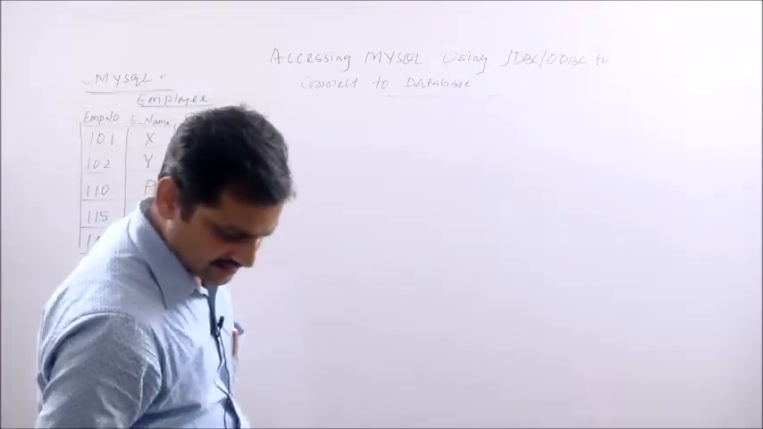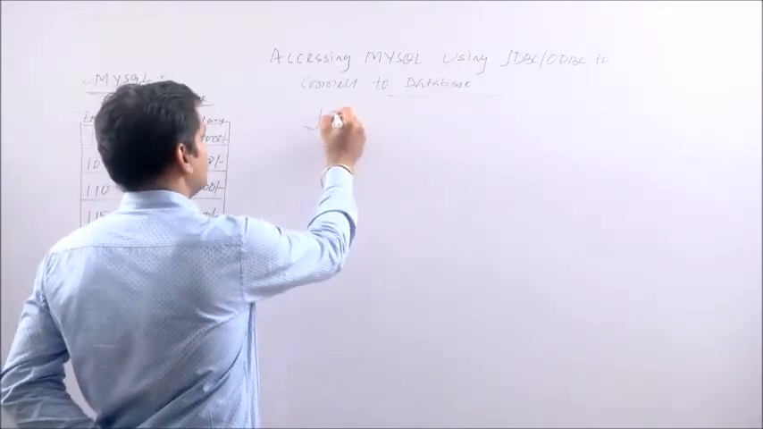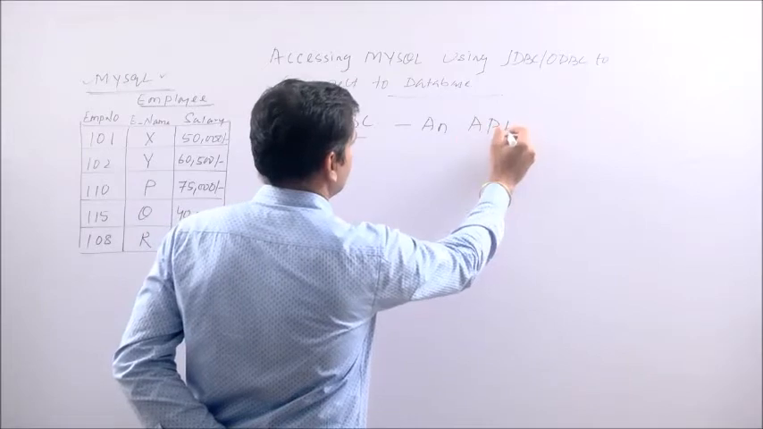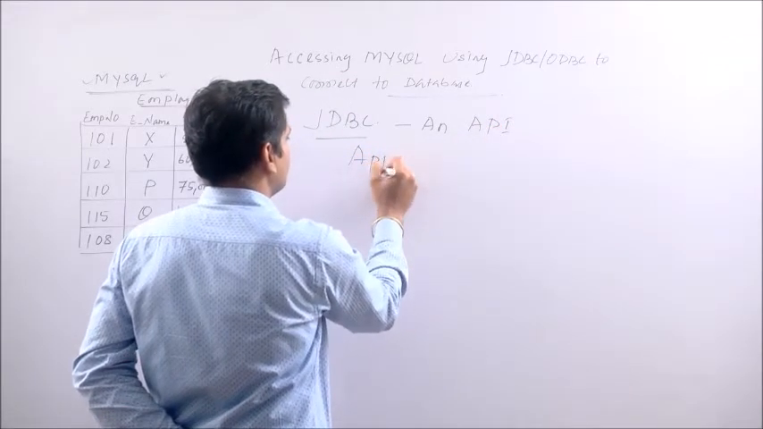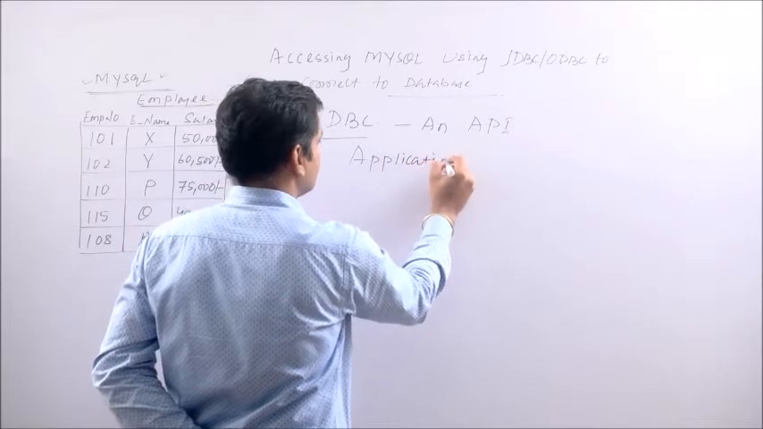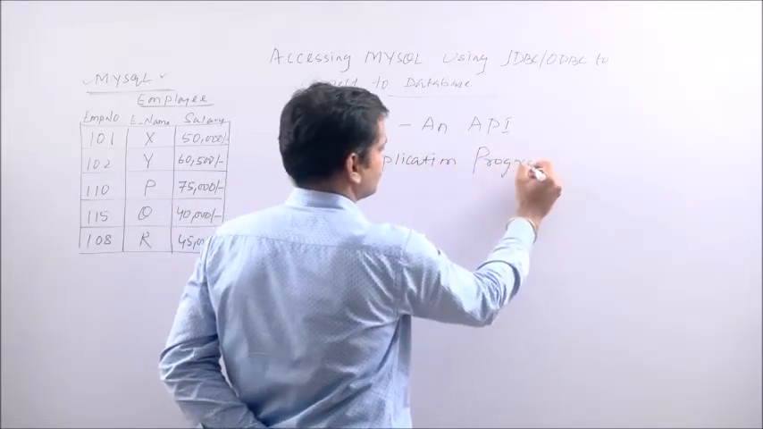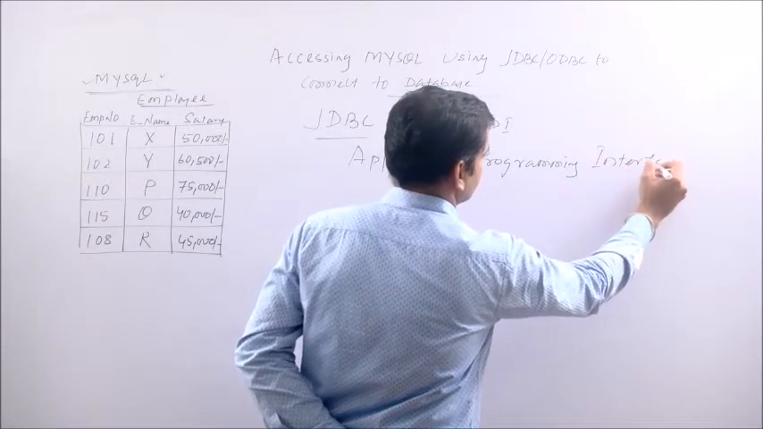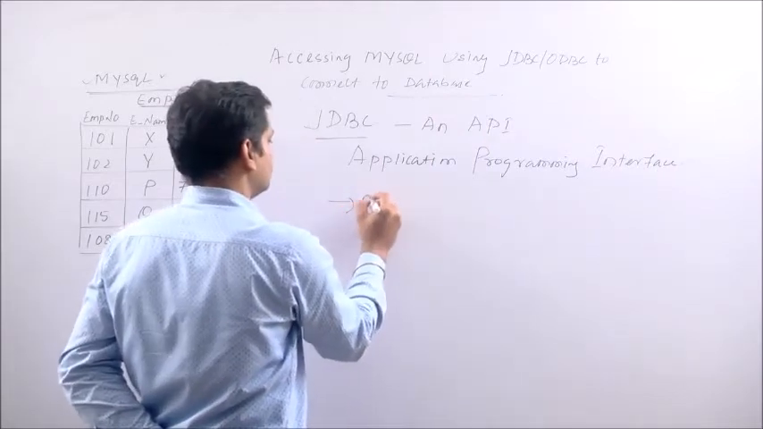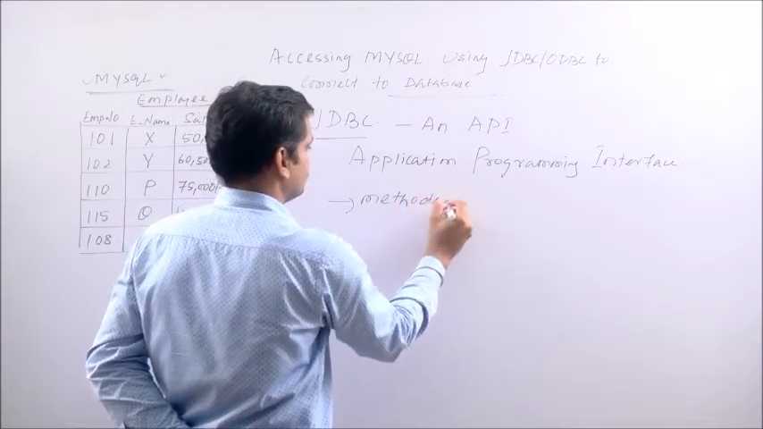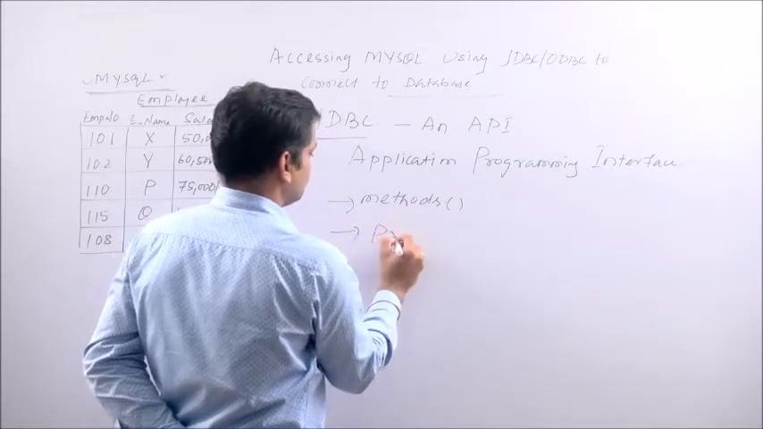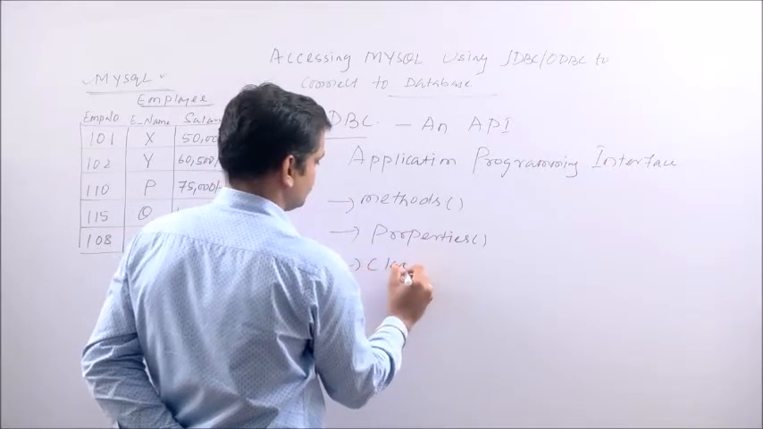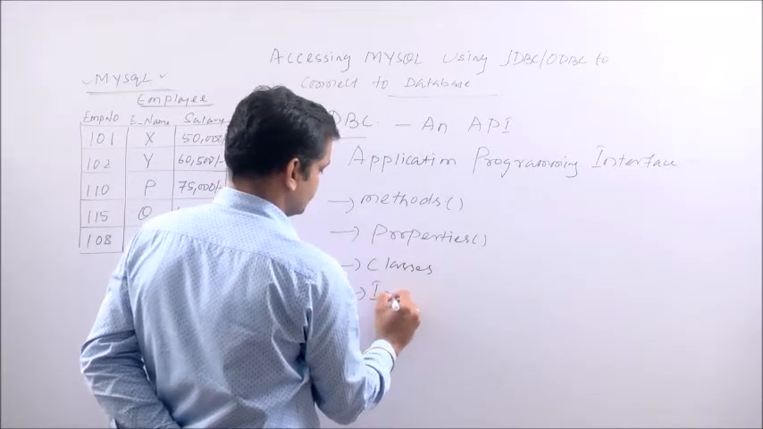Now comes JDBC. What is JDBC? JDBC is an API. API means application programming interface. It provides some methods, some properties, some classes, interfaces.